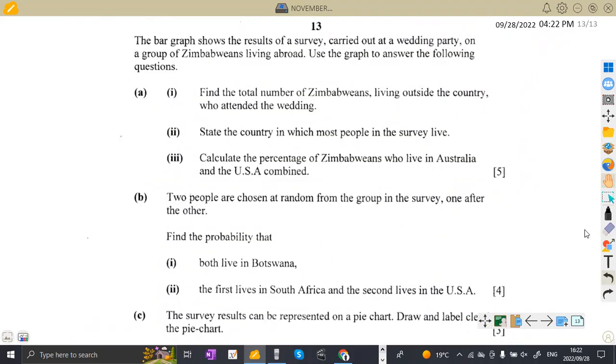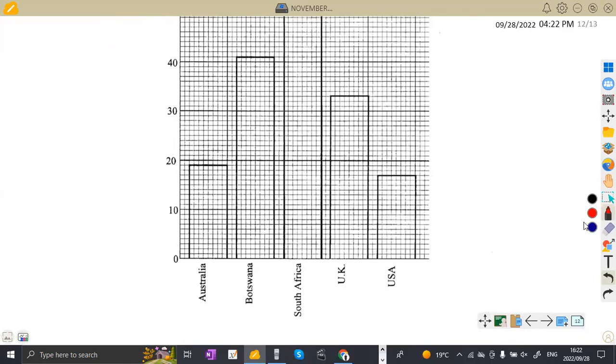And the first question is, find the total number of Zimbabweans living outside the country who attended the wedding. So we are calculating the total. So this is item 1. So we need the total. Okay, so you're simply taking the total here.